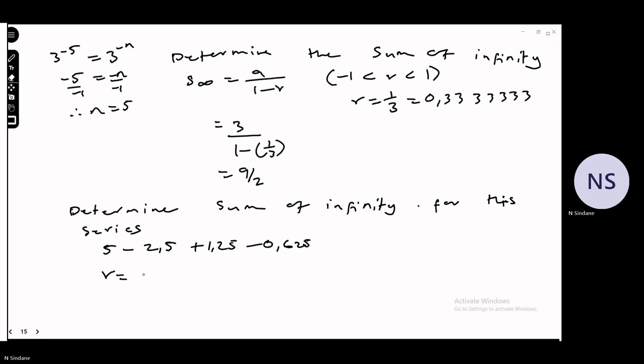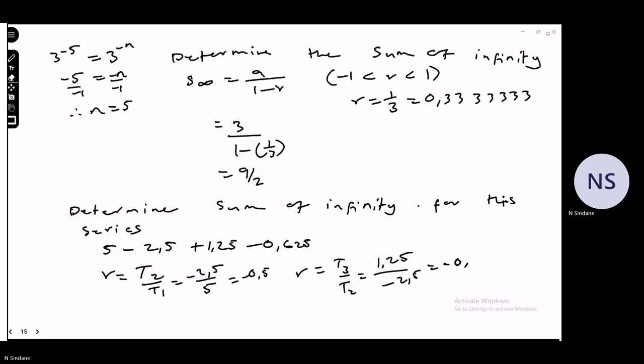R is equal to T2 over T1. R is equal to T3 over T2. So this is negative 2.5 over 5. If I say negative 2.5 divided by 5, I'm getting negative half, negative 0.5 or negative 1 over 2. Then T3 is 1.25 divided by negative 2.5, so negative 1.25 divided by negative 2.5. This also gives me negative 0.5.